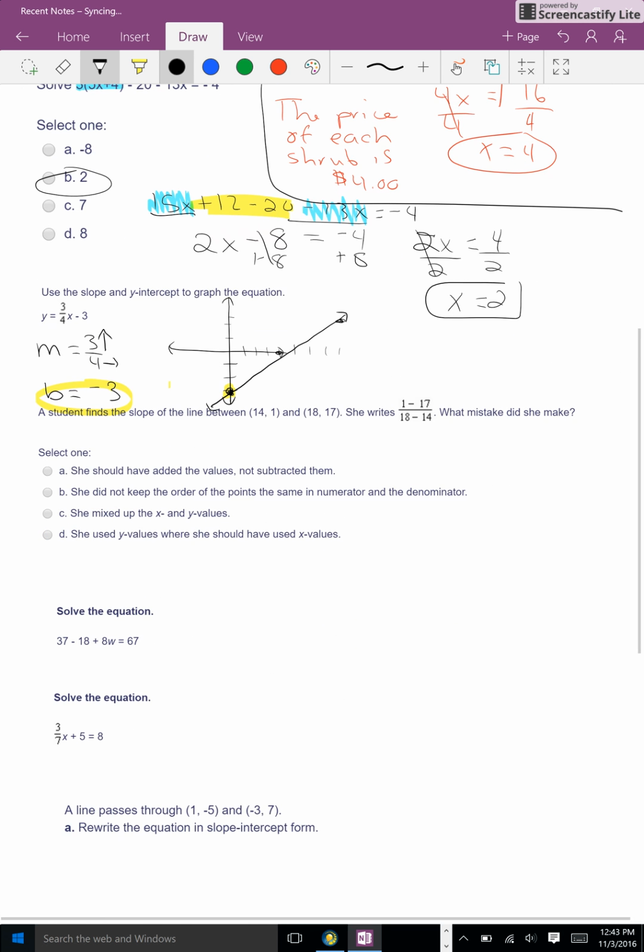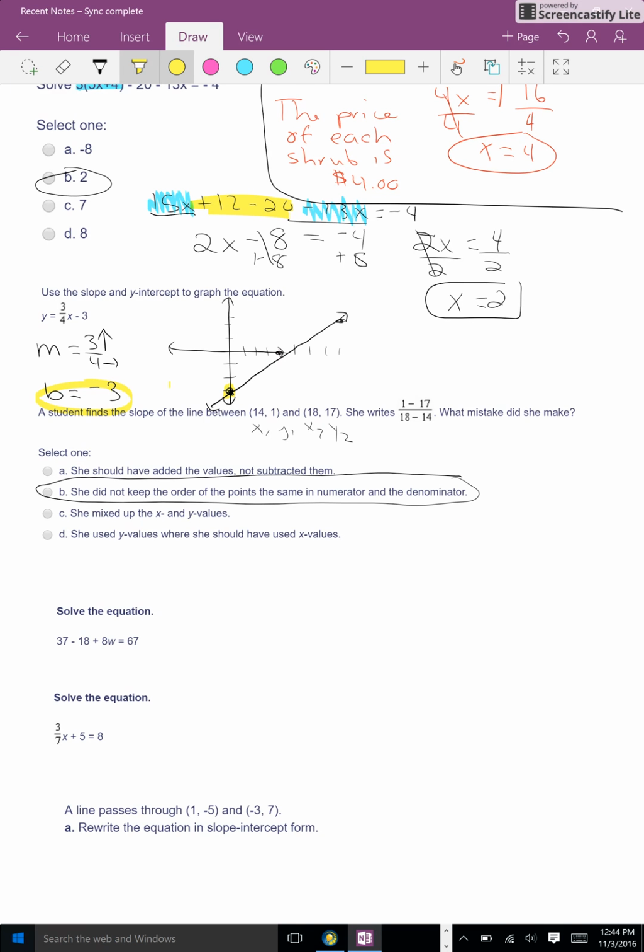Now students who worked today in class, they struggled with this problem. A student finds a slope of the line between 14, 1 and 18, 17. So if you label the points, I understand that we are used to putting 17 before 1 because it's y2 minus y1. However, it does not matter unless you don't keep the ordered pairs in the same position.